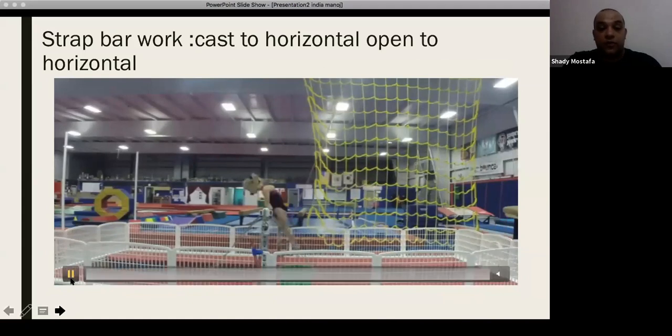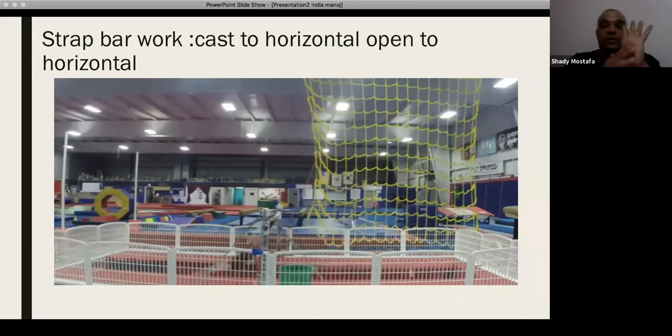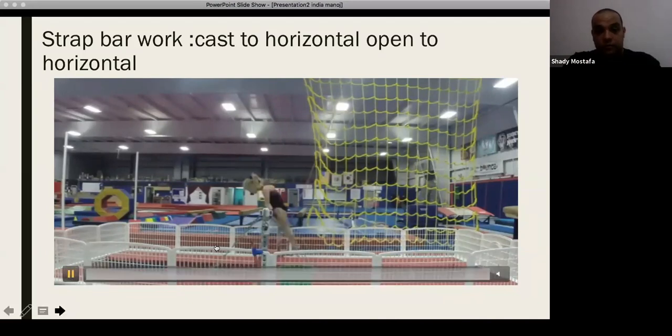The strap bar is really useful for circle elements, to try many times without having rips in your hands, because that's the biggest problem that we find as bars coaches, that the girls get rips. You can put them here and try as much as you want without getting rips.